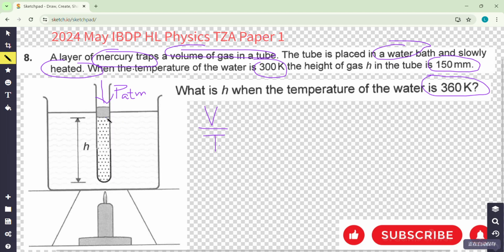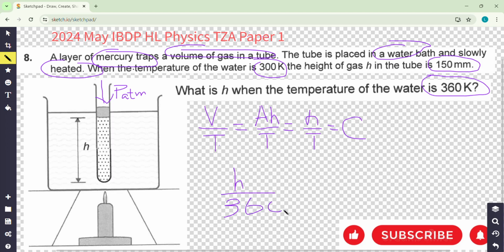And because they have the same cross-sectional area, V equals AH. So the height and the temperature ratio is a constant. So height over temperature is a constant. So substitute all the data inside: final height over final temperature in Kelvin.